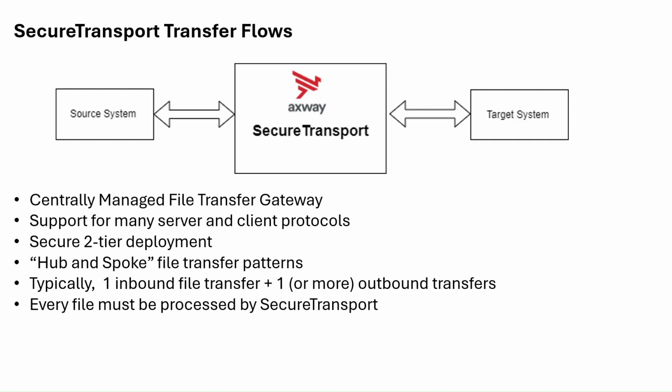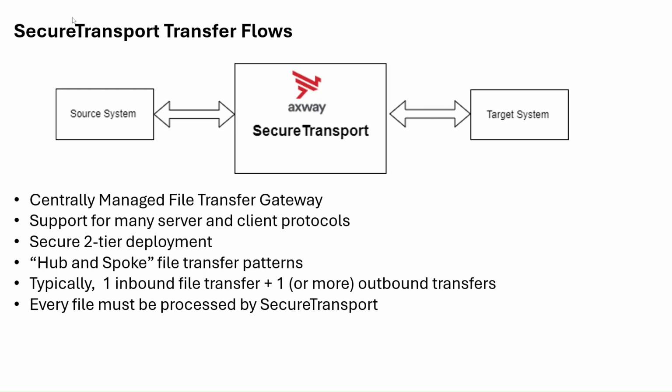So ST is the centrally managed file transfer gateway. This is typically going to sit at the perimeter of your environment and facilitate transfers between internal systems and external systems. We deploy it as a secure two-tier deployment, so we'll have a ST and an edge server in a DMZ. In terms of file transfers, it's pretty much a hub and spoke type architecture, so files will come into secure transport and be sent from secure transport. So normally a flow is going to have one inbound transfer and possibly multiple outbound transfers.